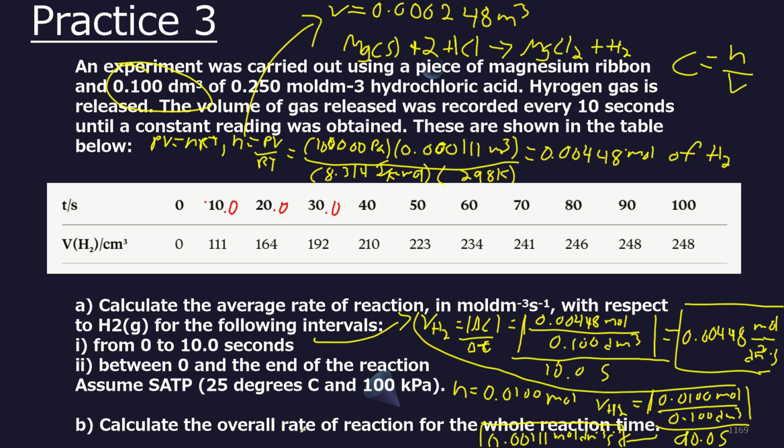So the overall rate of reaction should be the same as H2. It has a stoichiometric coefficient of 1, so you would do 1 divided by 1 times 0.00111, but it ends up being just the same. So the answer to B is the same as the answer to A2. Okay, trickier than it looks. If you get a little bit faster, you can do that faster than I did, I'm sure.